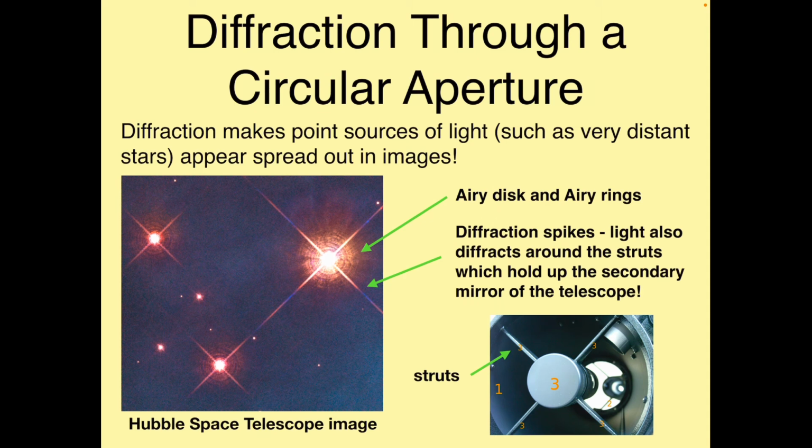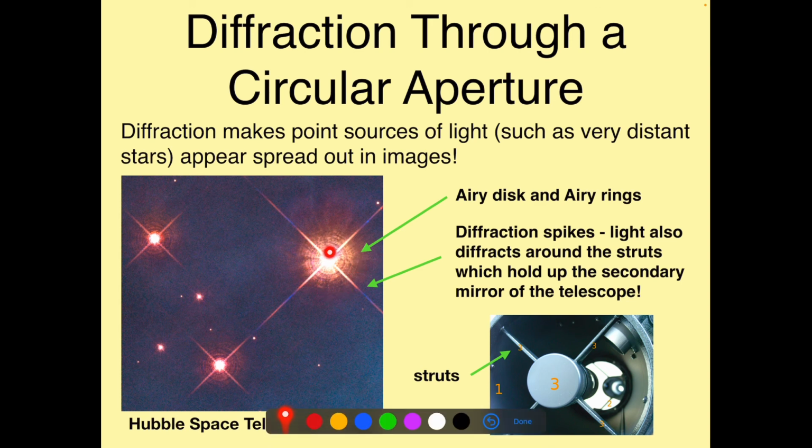So one place where the effects of diffraction become very obvious is when we take an image of a star using a telescope. Now, typically stars are so far away that we can't really resolve their size. Essentially, they're just points of light. But if you take a look at this image taken by the Hubble Space Telescope of a group of stars, we don't just see points of light in the image. Instead, what we see is a central bright disk surrounded by a series of rings which get less and less bright as you go out.